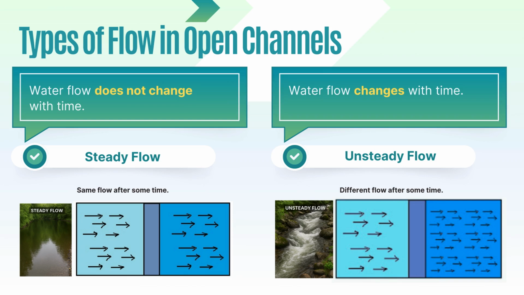In contrast, unsteady flow occurs when water conditions change with time. This can happen during a sudden release from a dam or flash floods after a storm. Monitoring and predicting unsteady flow is crucial for early warning systems and flood control infrastructure.